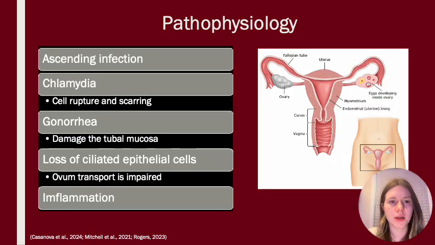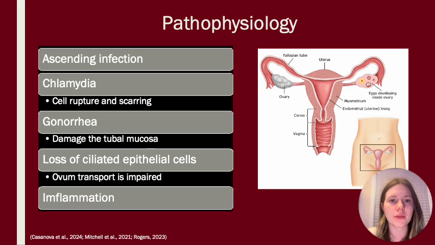So to better understand PID, let's go through the pathophysiology. PID begins as an ascending infection from the cervix into the endometrium, fallopian tubes, ovaries, and occasionally the peritoneum. Chlamydia and gonorrhea disrupt cervical defenses, allowing pathogens to ascend. PID is often polymicrobial, including anaerobes and organisms associated with bacterial vaginosis.